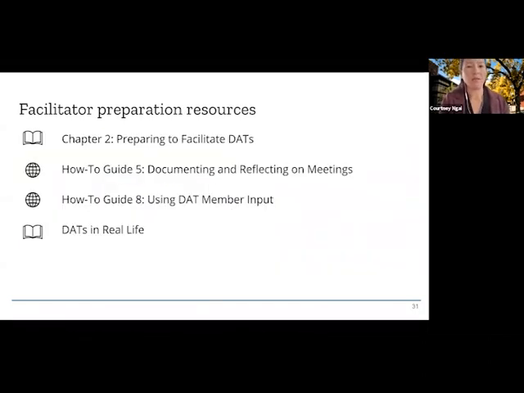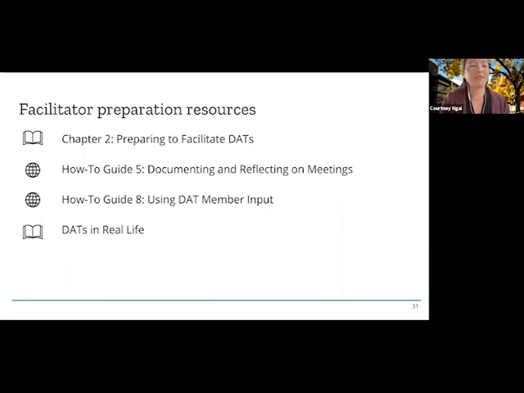We have a number of resources related to preparing to facilitate DATs. The first is an entire chapter dedicated to what you need to do to prepare to facilitate DATs. We have a how-to guide on how to document and reflect on meetings that you have with DATs, and a how-to guide related to using DAT member input. Because the DAT model is extremely collaborative, we use DAT member input frequently, and this how-to guide outlines different ways to collect and use DAT member input for improving meetings or for determining the vision or the focus of the DAT.